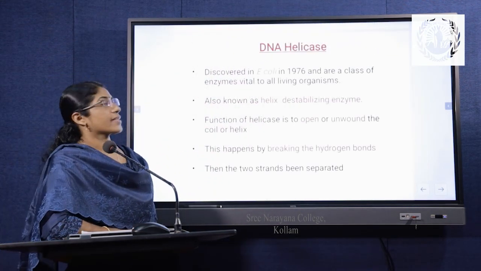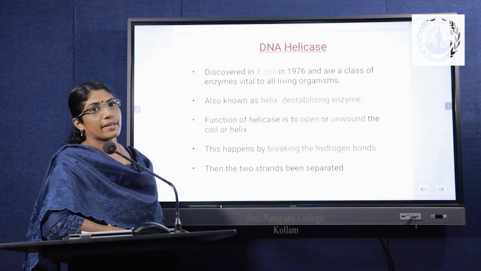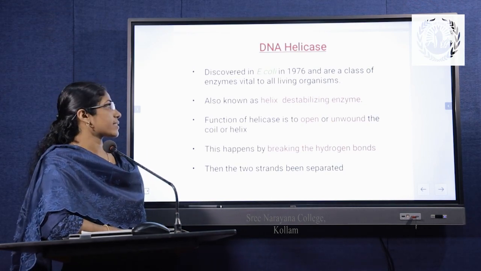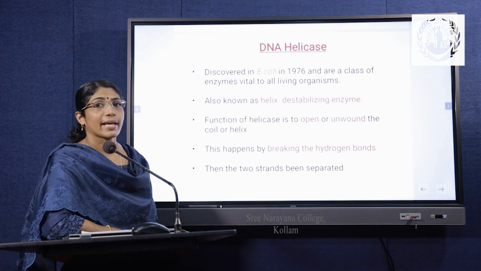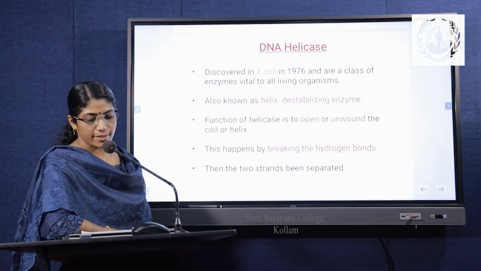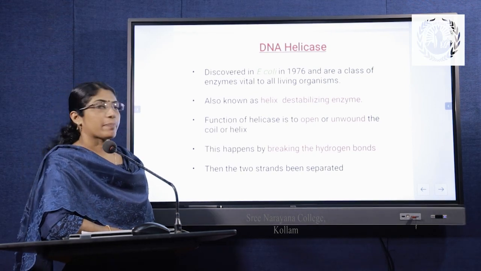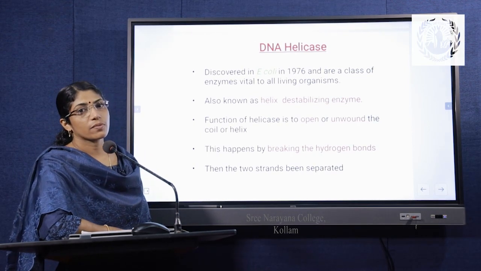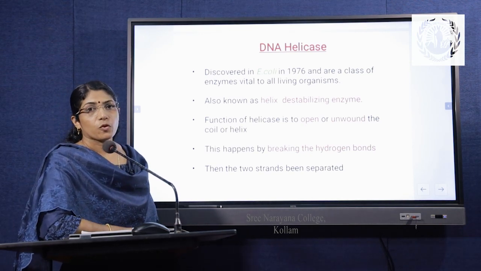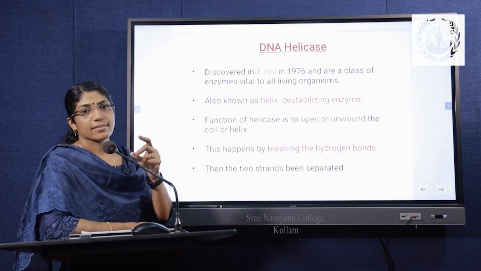Coming to the first enzyme, DNA helicase. DNA helicase was discovered in E. coli in 1976, and they are a class of enzymes vital to all living organisms. DNA helicase is also known as helix destabilizing enzyme. The function of helicase is to open the strands or unwind the coil or helix. This happens by breaking the hydrogen bonds between the two strands. Then the two strands are separated. If you imagine a rope that is made up of 2 or 3 strands, separating these 2 or 3 strands, that is what we need.